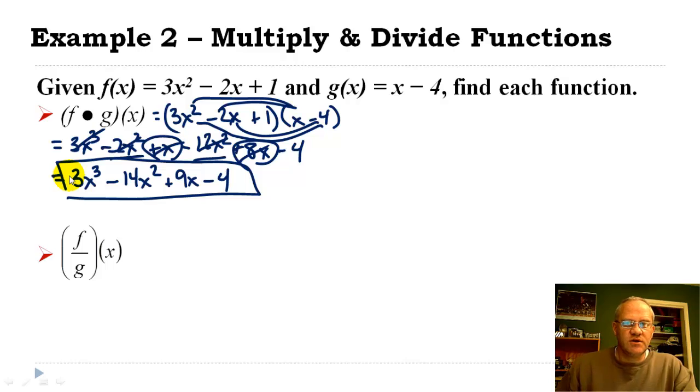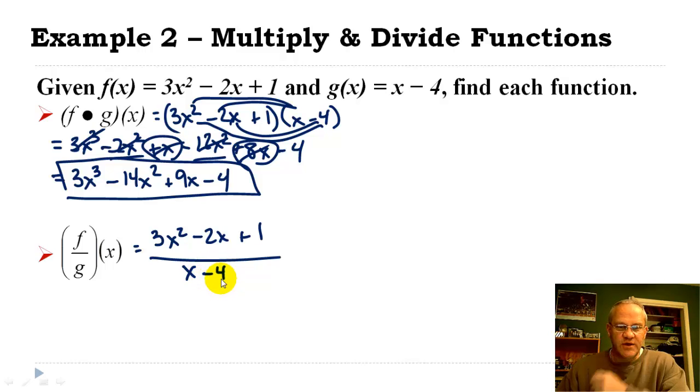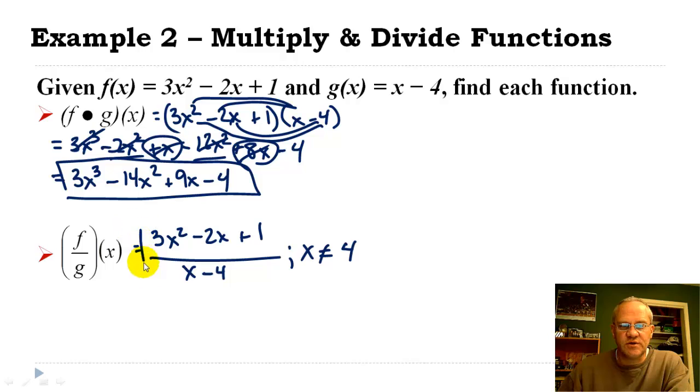Very last one here for this stuff. We've got the f function on top, so 3x squared minus 2x plus 1 over the g, x minus 4. That's all we have to do here, with one exception. We have to tell what x cannot be. So what is the value of x that cannot happen down here? It's whatever makes this a 0 on the bottom, which means we would say x cannot equal 4. So this would be what our answer would look like.